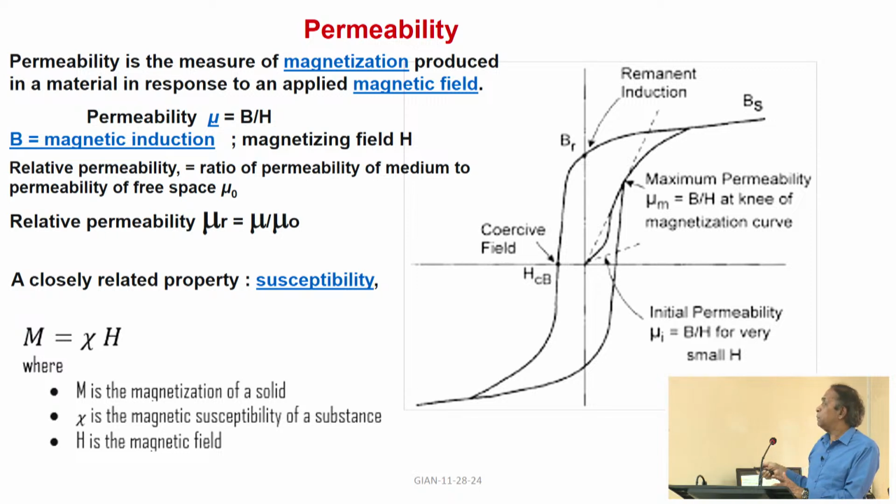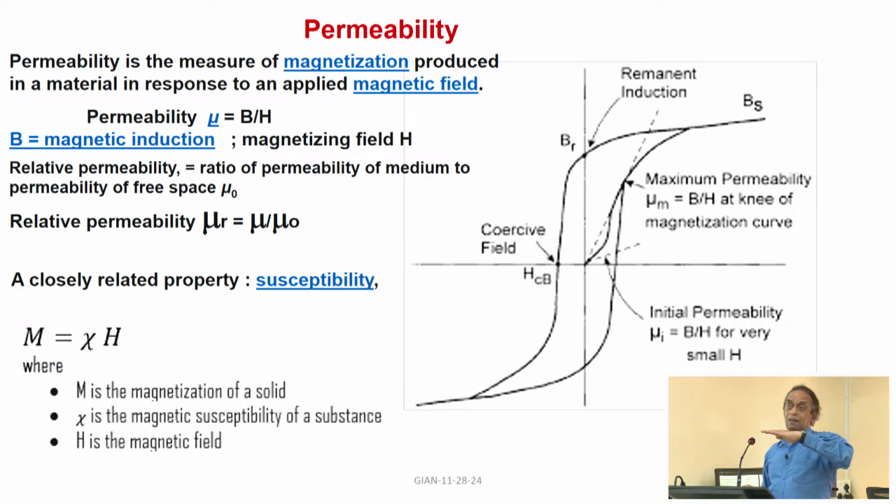So, the initial permeability is a key parameter. It tells you whether the material has high affinity for an external magnetic field. When the permeability is very high, the field lines due to the external field are likely to go through the material rather than in air. So, you want high permeability materials for use in certain applications.